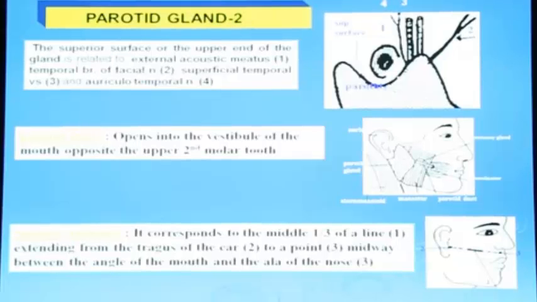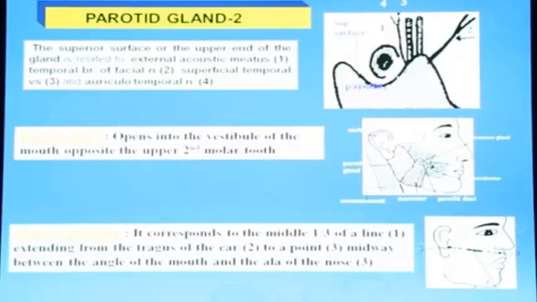Temporal branch of the facial nerve, superficial temporal and auriculotemporal nerve. The parotid duct opens into the vestibule of the mouth opposite the upper second molar tooth. This is the parotid duct opening at the upper second molar tooth.